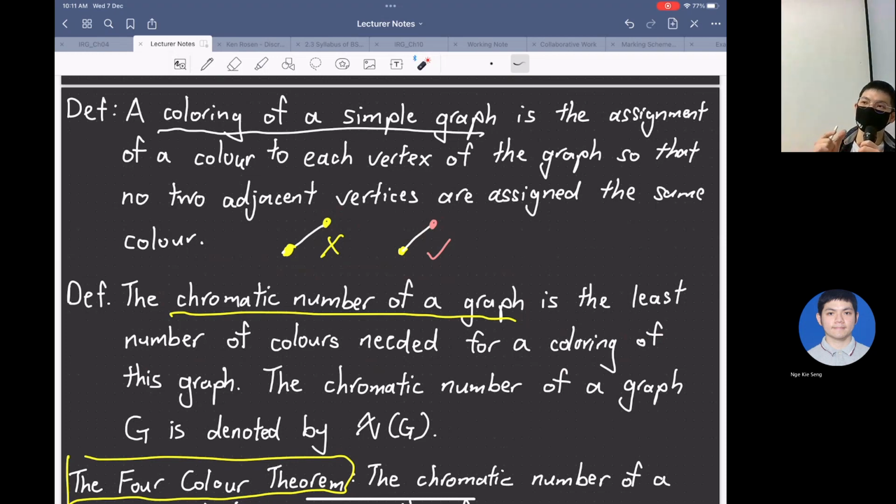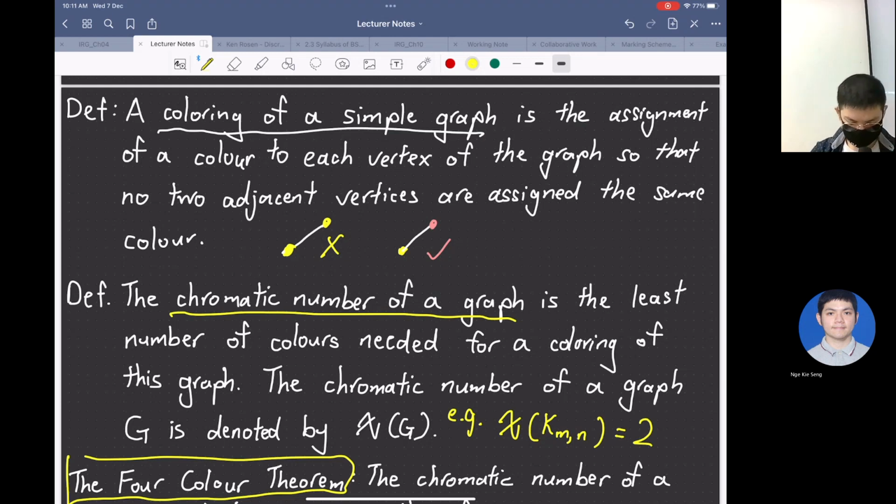So the chromatic number of a bipartite graph is... what's the least number you can color a bipartite graph with? 2. So the chromatic number of a bipartite graph is 2, which we write as chi(G). For example, chi of a bipartite graph is 2.